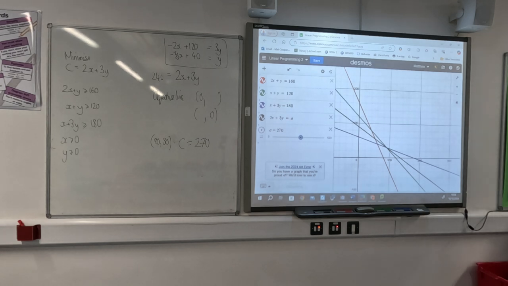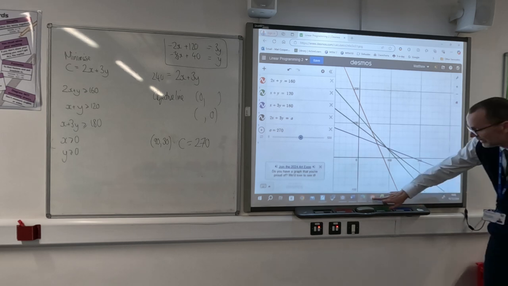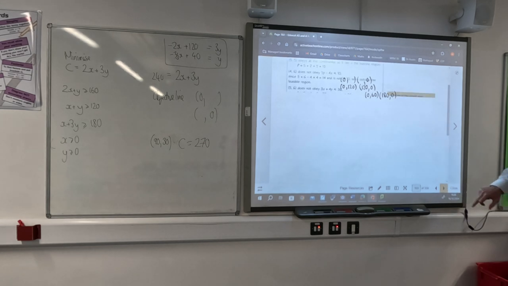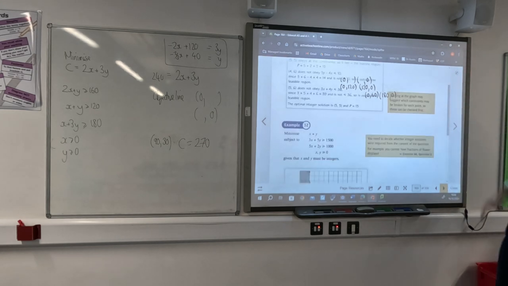Right, one more. 166, question 4. Now, again, it just so happens that every corner of the feasible region was an integer there. So let's just look very quickly at the question where that is not the case.